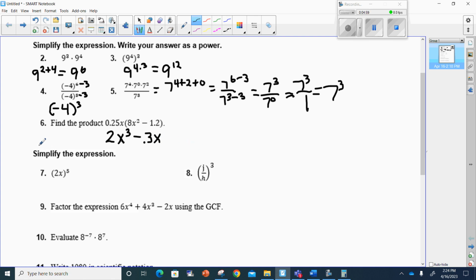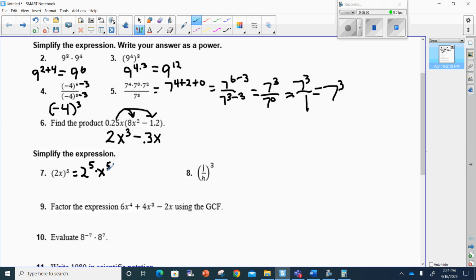All right, number 7 says simplify the expression. For those who didn't understand number 6, I took this number and multiplied it to everything in the parentheses. We call this the distributive property, right? All right, number 7, simplify the expression. I know that 5 is being used, that exponent is going to be applied to the 2 and the x. So this is going to be equal to 2 to the 5th power times x to the 5th power.